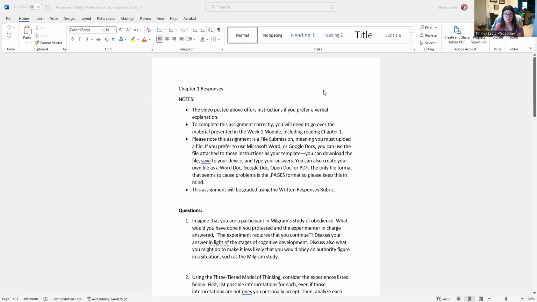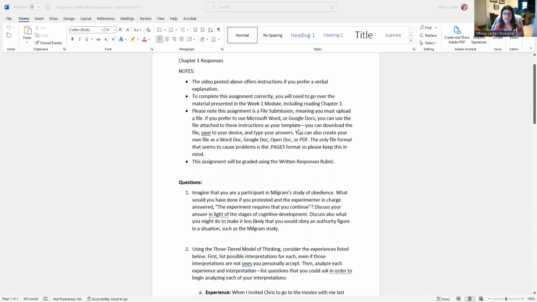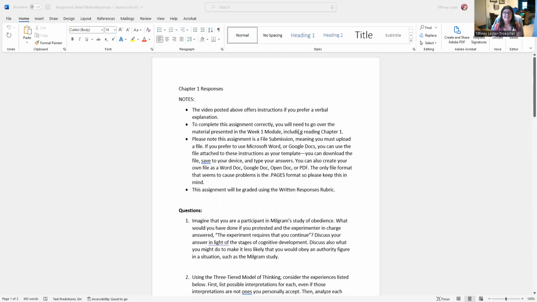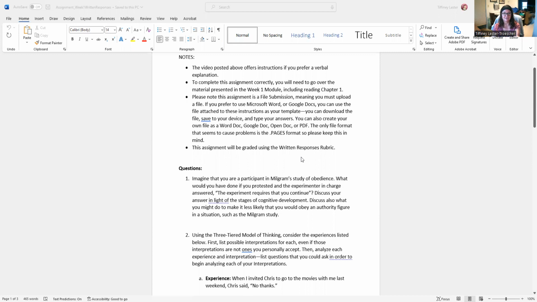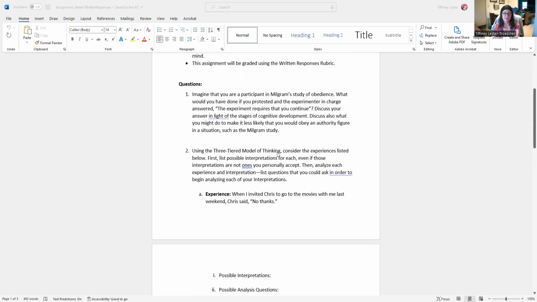Using Microsoft Word or Google Docs would be the easiest way, but I can also access OpenDoc and PDFs. The only file format that seems to be problematic is a .pages format, so please keep that in mind. If you're using Microsoft Word or Google Docs, the nice thing is that I have attached the assignment in the instruction area, and you can download that file and it will look like this, just a Word doc, and you can type in your answers, save it, and upload it, right?